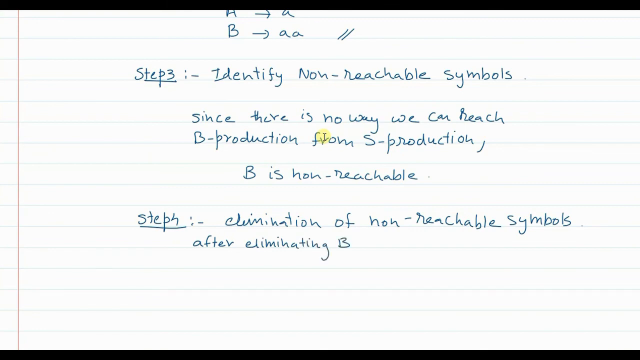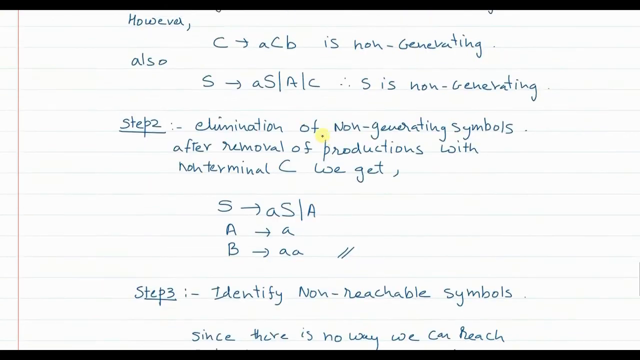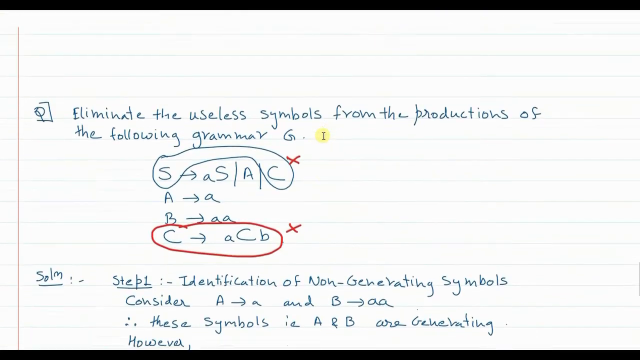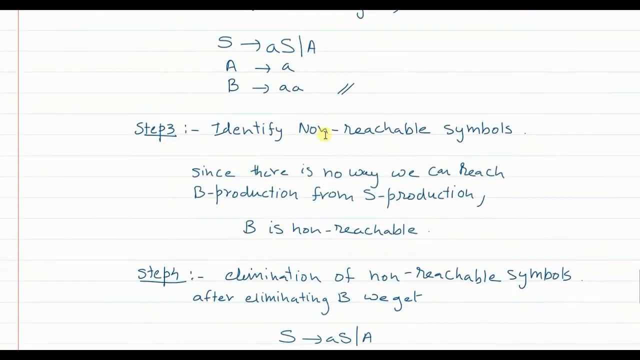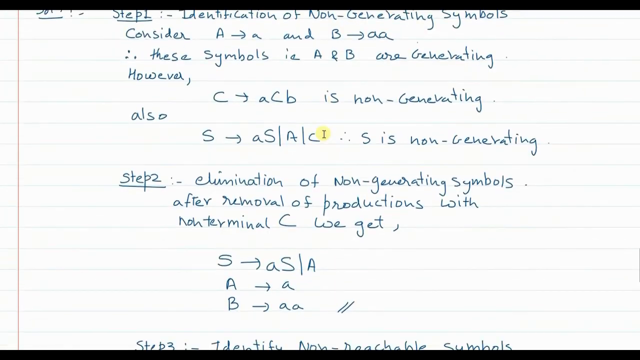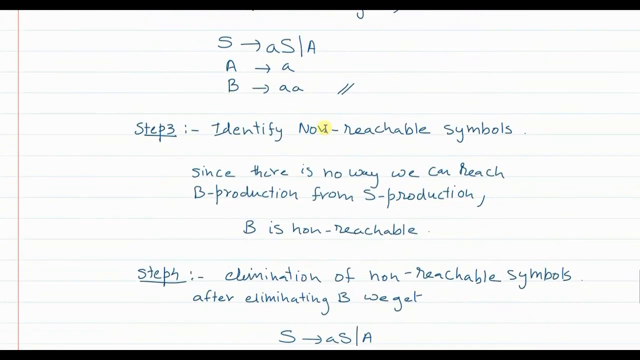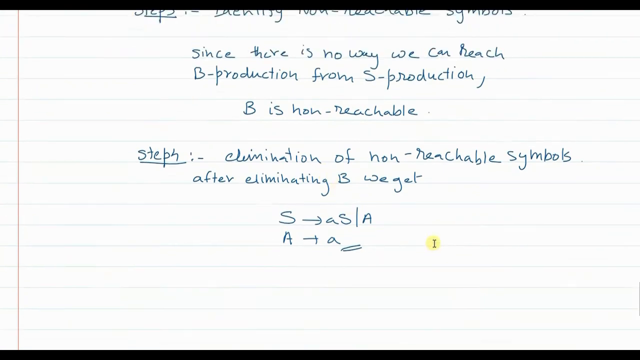So I say, after eliminating B, we get S gives AS or A, and A gives small a. Okay, so this is how you can eliminate the useless productions: first non-generating symbols and then non-reachable symbols. Thank you.